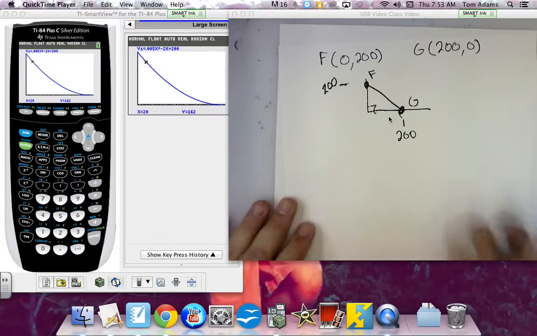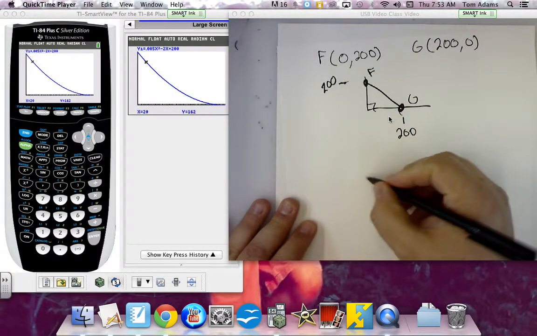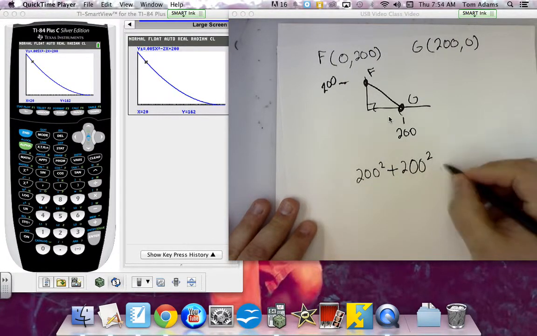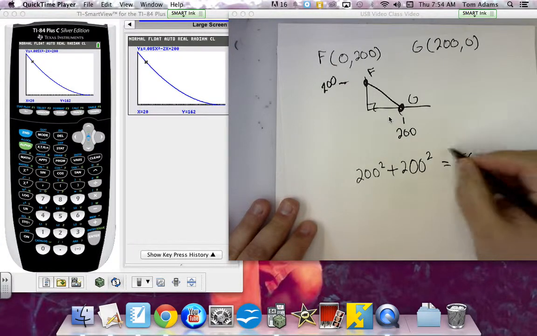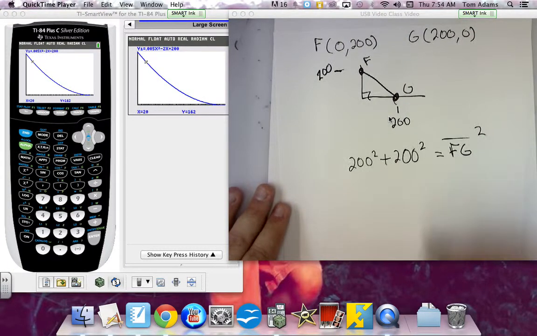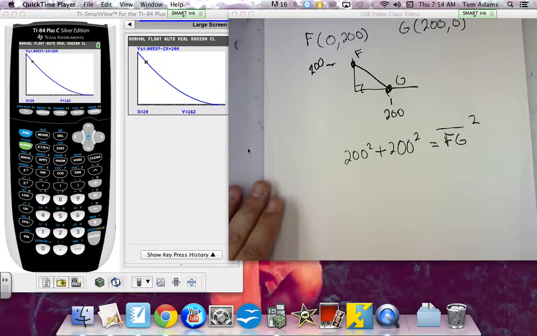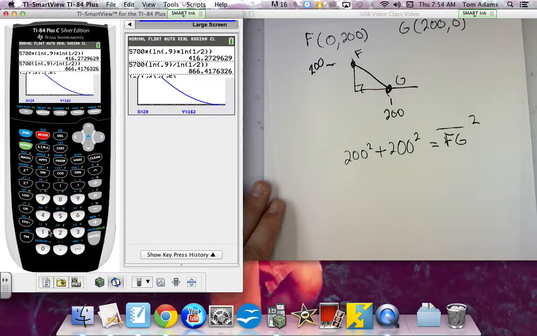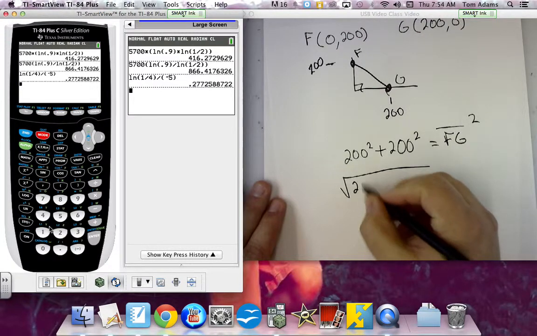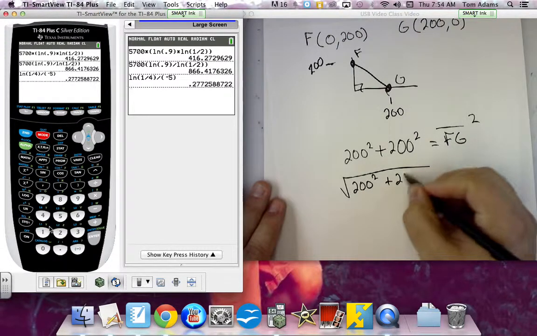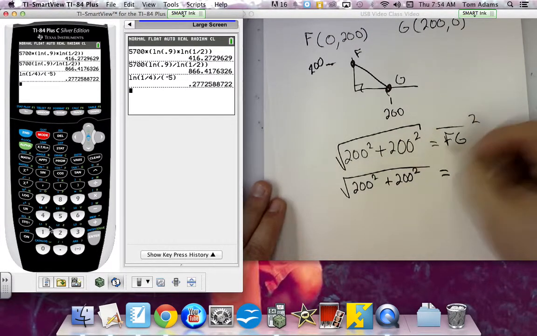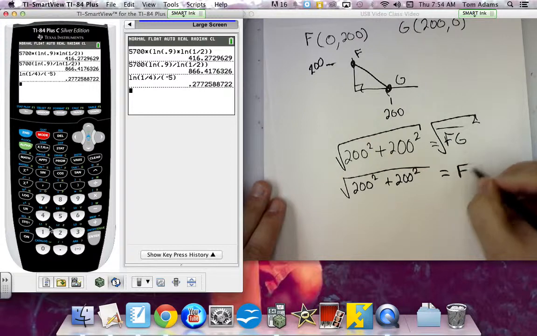What I could simply do is just do the Pythagorean theorem. 200 squared plus 200 squared is equal to FG squared. Does that make sense? So then I could do that on my calculator. And technically, to find the length of FG, I would take the square root of 200 squared plus 200 squared. In other words, if I take the square root of this and the square root of this, I'm just left with FG.